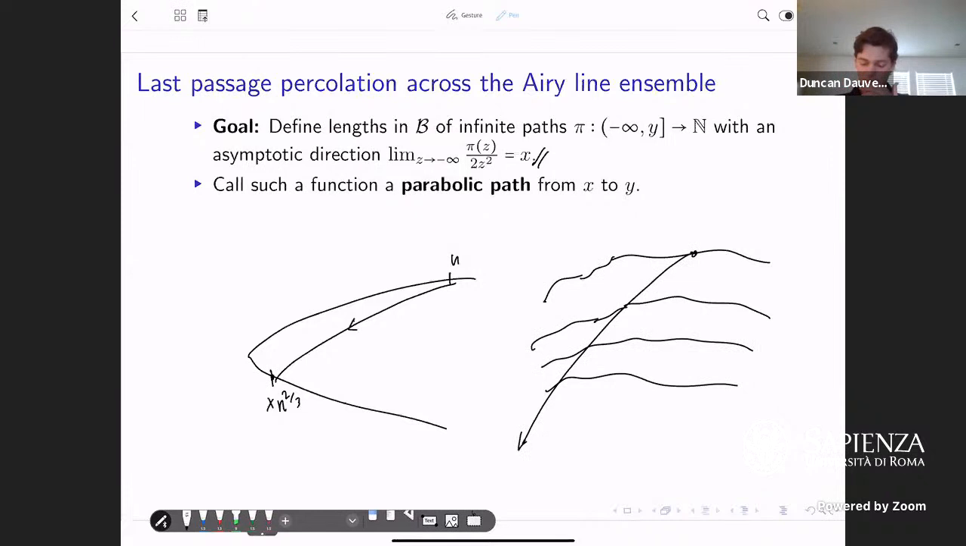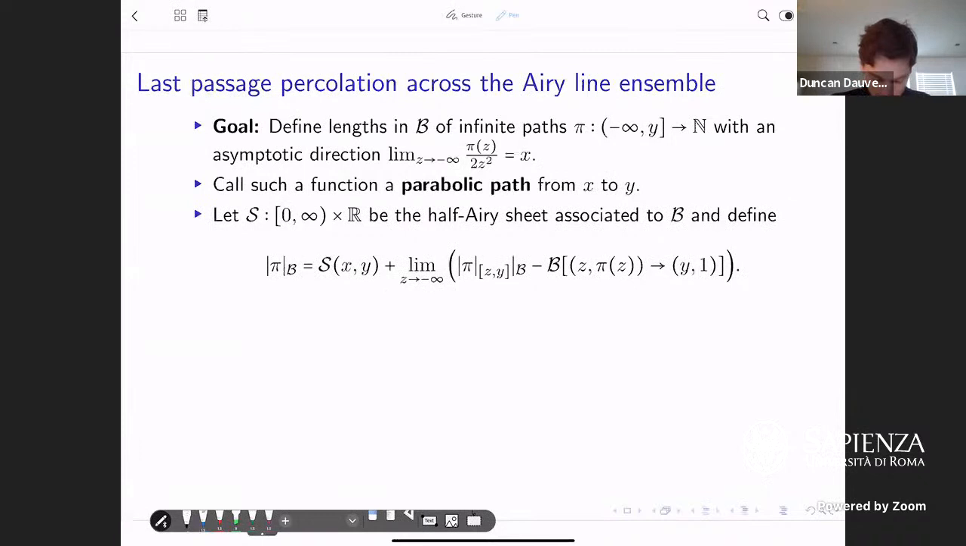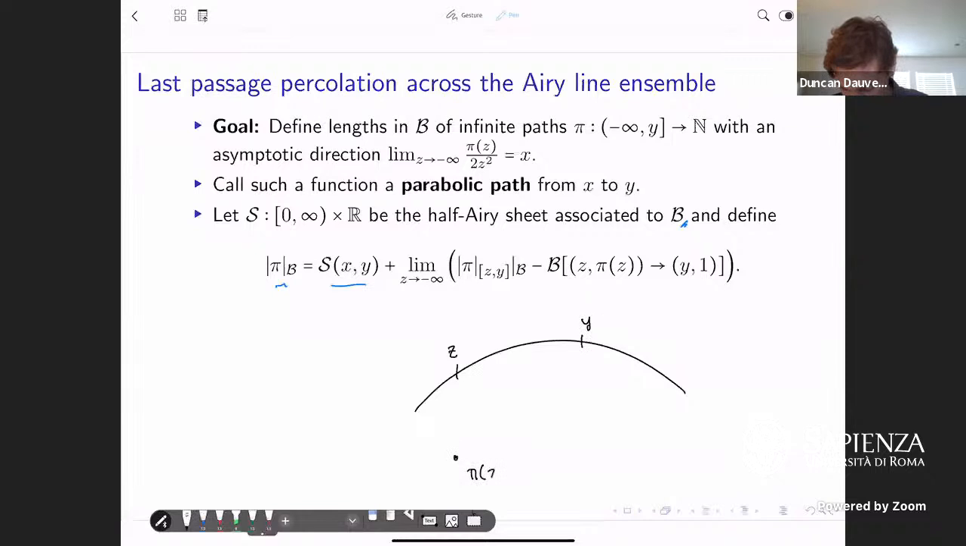So what's a reasonable definition? Well, let's start by saying, okay, the best possible path should take on this Airy sheet value from x to y. So the first thing is you can express the half Airy sheet in terms of your parabolic Airy line ensemble. And the best possible path length is S of xy. And now the question is, well, how close is your path length to this S of xy? And so a reasonable thing to do is the following. You take your path and just look at it on some compact interval from z to y, and you see how close was your path in length to the optimal possible path between these values? So this is a non-positive number here.